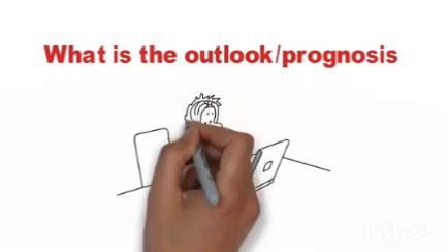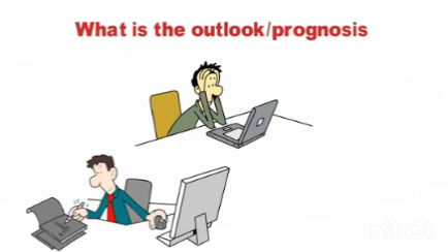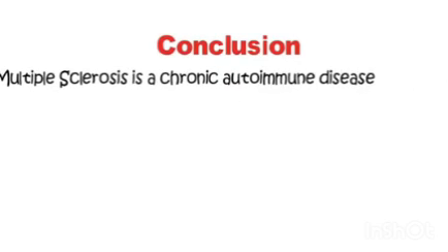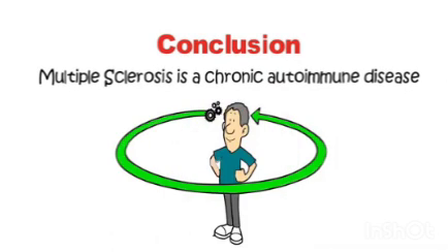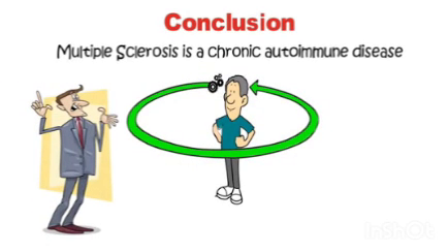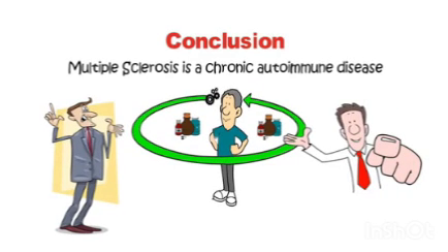Even though there is currently no cure for MS, intensive research is being done to produce better drugs and hopefully a cure at some point in the near future. Conclusion. In conclusion, multiple sclerosis is a chronic autoimmune disease that affects the central nervous system and can cause a wide range of symptoms. Although there is currently no cure for MS, there are treatments and therapies available that can help manage its symptoms and slow its progression.